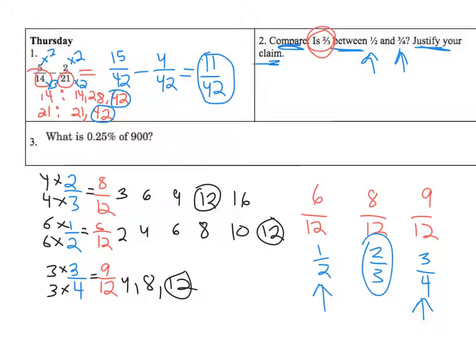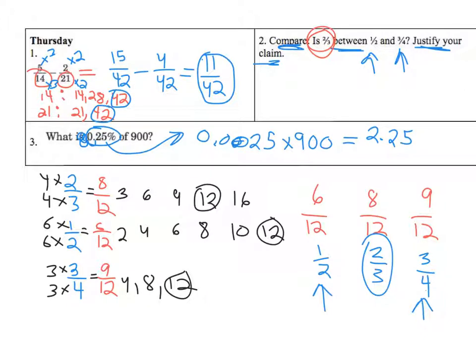Last but not least, for number 3, we're going to convert 0.25% into a pure decimal by moving it 2 spaces to the left. So that would actually be 1 space, 2 spaces. So you'd have 0.0025. These are zeros. And you're going to multiply that times 900 to get a result of 2.25.